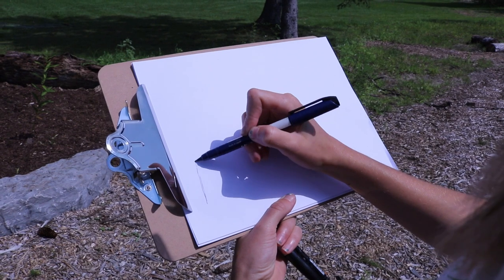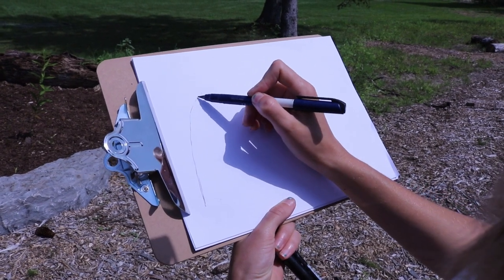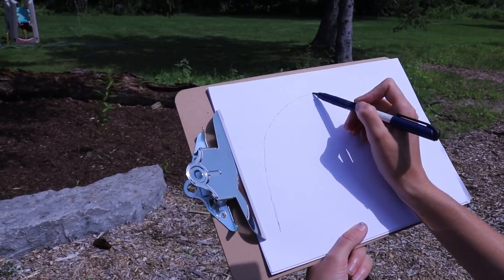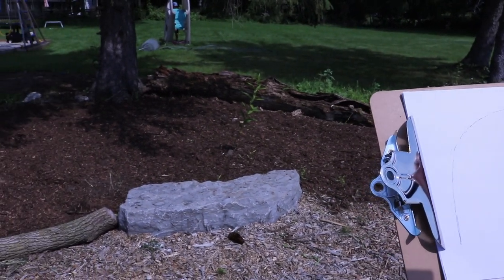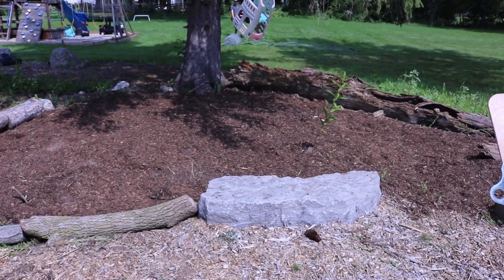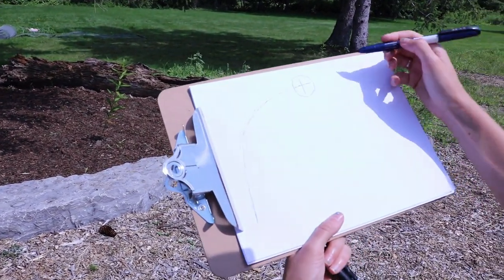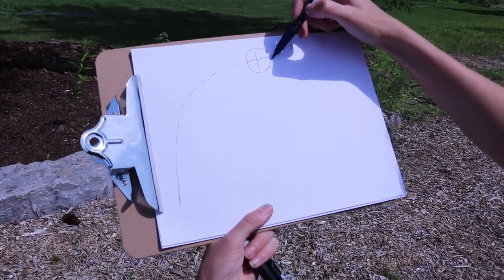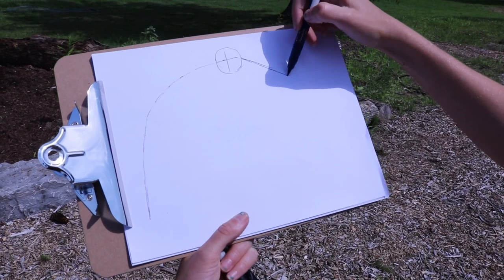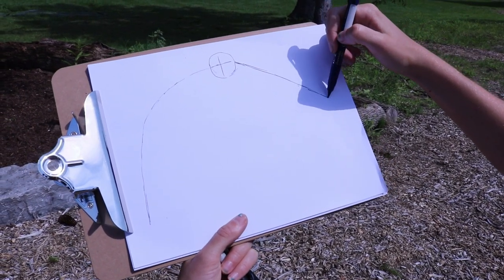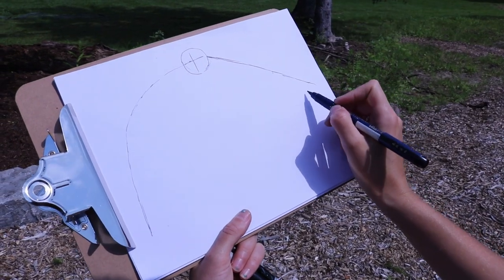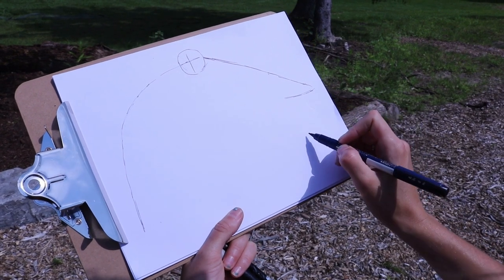I know that there's logs over here, it cuts in, there's a tree root. And then I want to make note of that spruce, so I'm just going to put a big circle for now for that spruce, and we'll measure it after. And then I have this log that's on an angle that cuts really far down to the front of the garden. And then we have a couple logs here.